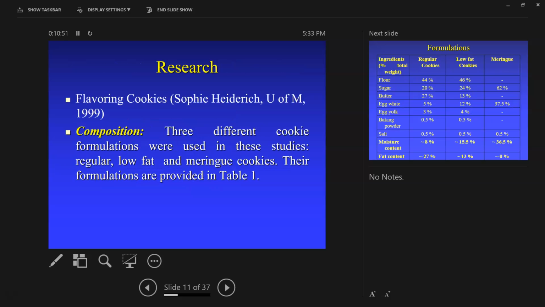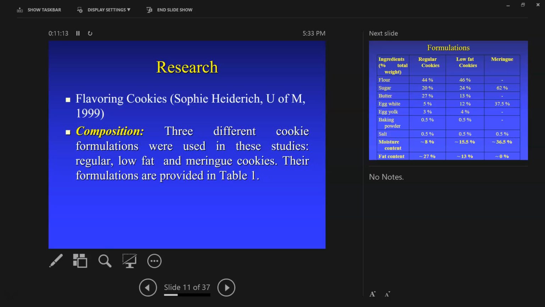One of the French students had come over. We used to get a lot of students from INRA and they'd come over for 5 months and do a project with us. This is Sophie that came over for this, and she was looking at flavoring cookies. And so what you'll see is her result of flavoring cookies and flavor stability.